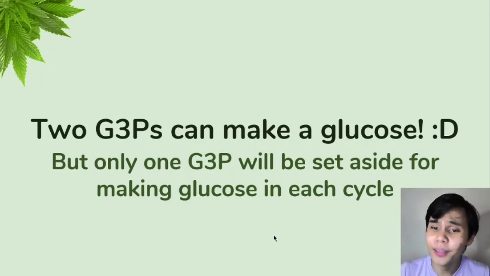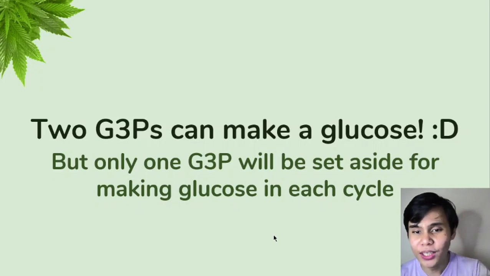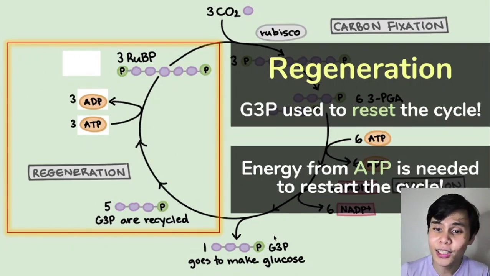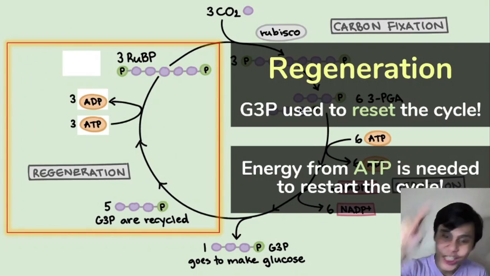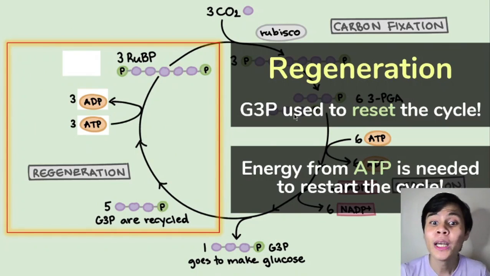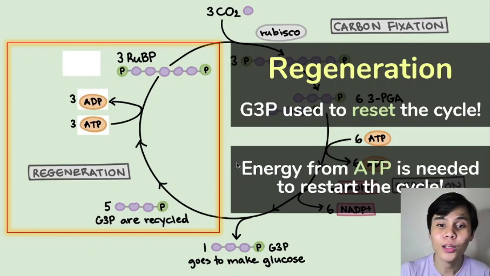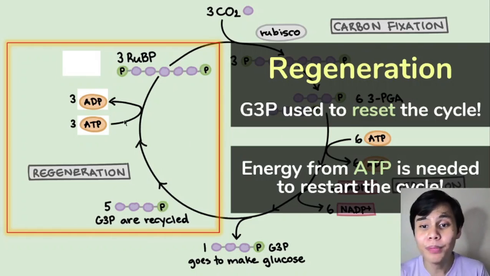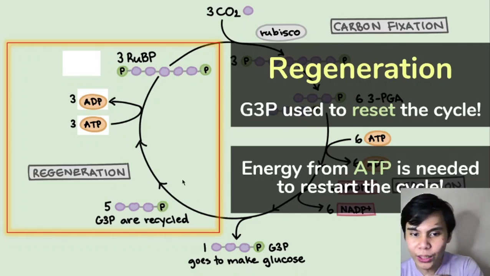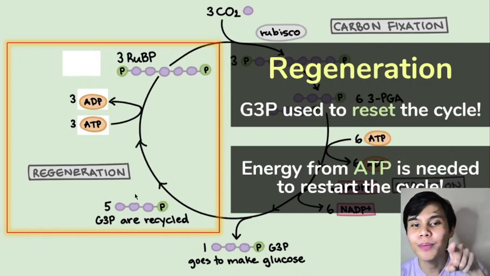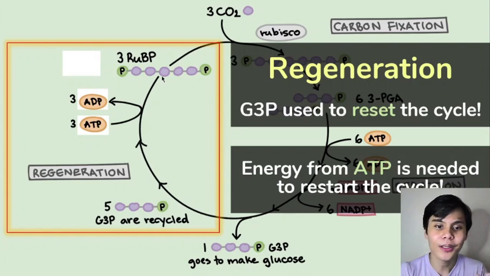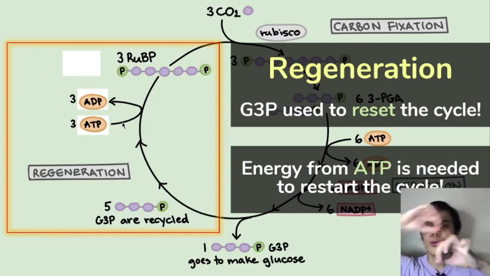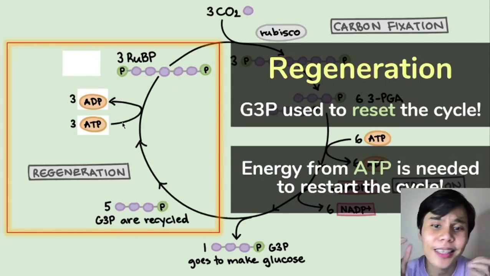Why? All the other G3Ps that are made in each turn of the cycle will be used for the last stage in the Calvin cycle, regeneration. If it's a cycle, you need to reset that cycle. So some of the G3P, 5 of them to be exact, will need to reset the cycle. We need energy from ATP in order to recalibrate those 5 G3Ps into 3 of the starting compounds from earlier. So you're just using energy to rearrange everything and reset the cycle.